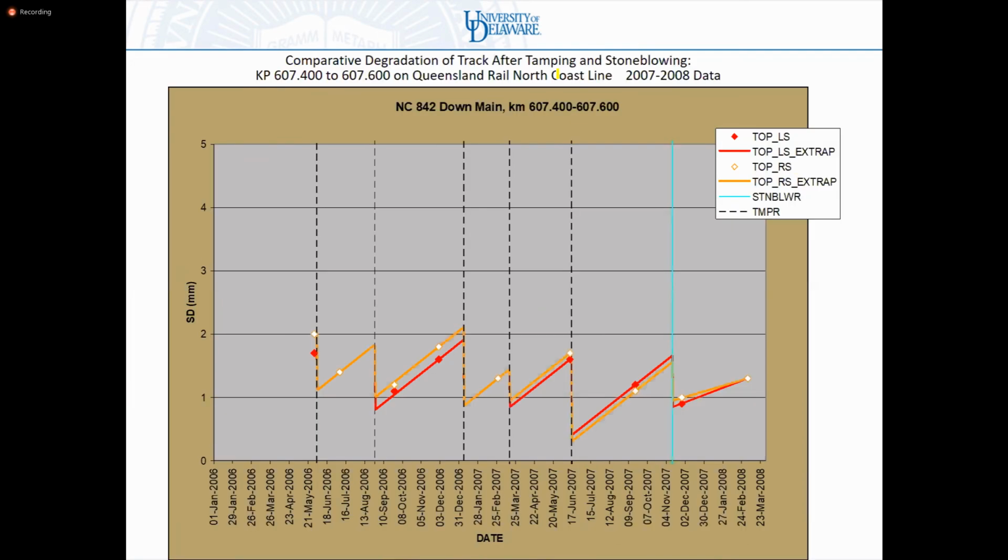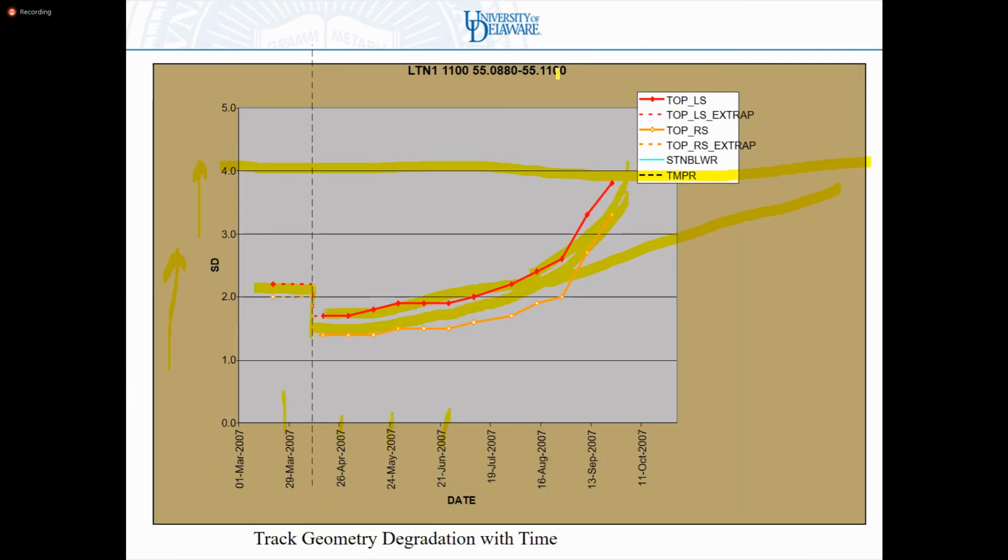What's the distance of measurement? The difference of calculation is 200 meters. This is just an analysis for this location, kilometer 55.088 to kilometer 55.11. Okay, 220, exactly. And then I would have another one for 55.11 to 55.33, another one for 55.3 to 55.5, et cetera, et cetera. So I still have to have these going down the track.